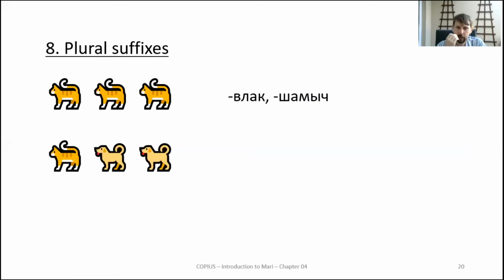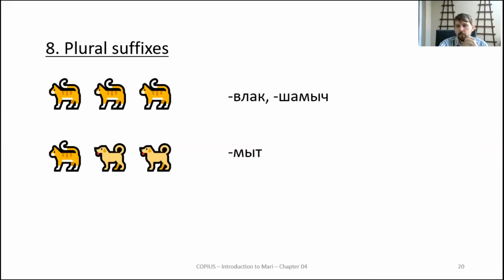We have Vlak and Shamich. They're equivalent to one another more or less. The distinction between these is determined by dialect or background. Depending on what dialect you speak, you might prefer using Vlak or Shamich, and nowadays in literary Mari, both are allowed. These are just normal so-called additive homogeneous plurals. That is to say, they refer to groups where all the members are the same.